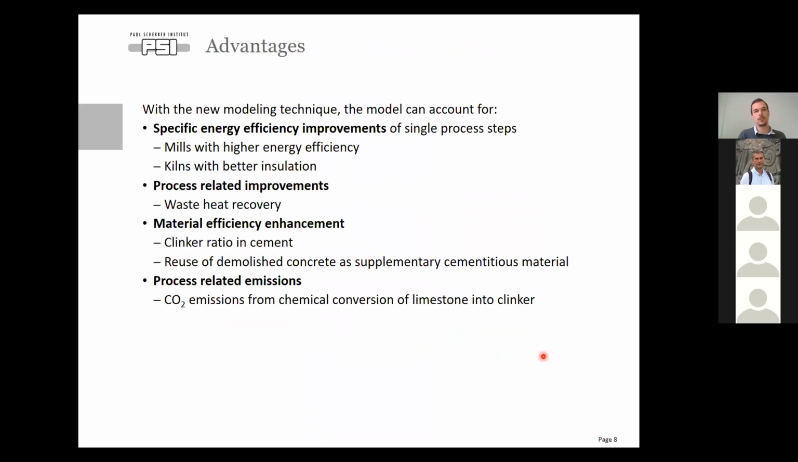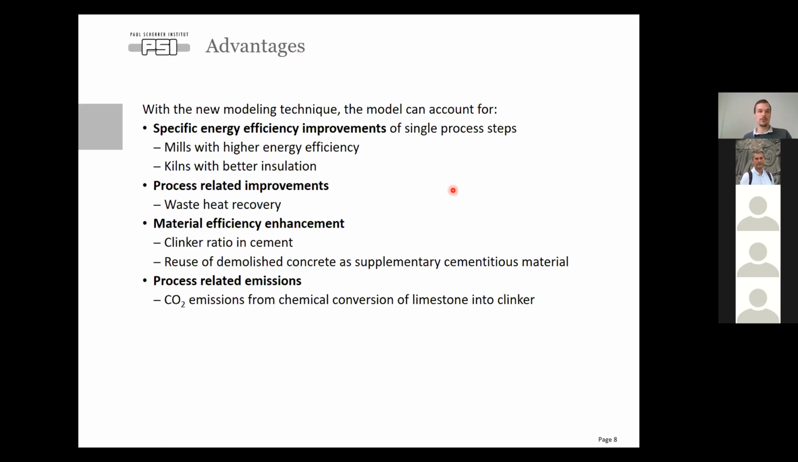And why are we even doing this? With this new modeling technique, we can specifically account for efficiency improvements in single process steps, for example mills with higher efficiencies or kilns with better insulation. But we can also account for improvements that are related to the production process. For example, if we can recover waste heat from one production step and reuse it in another production step, that could be a process-related improvement.